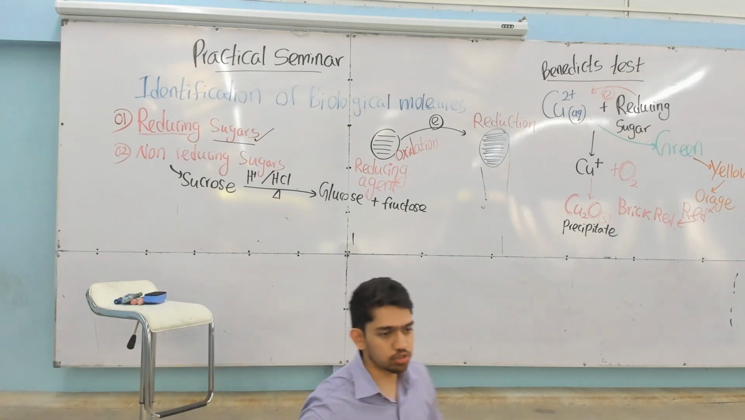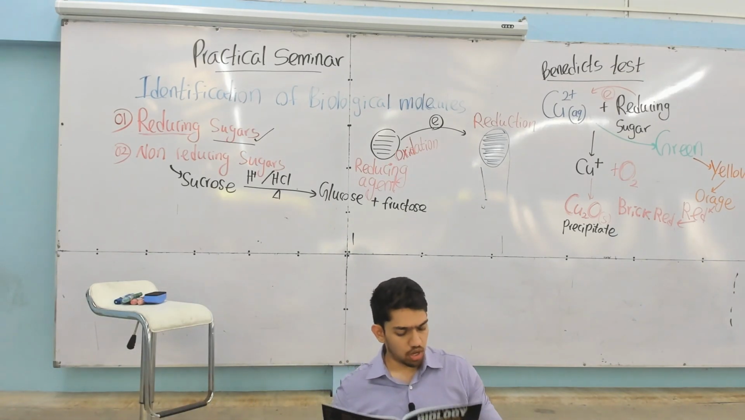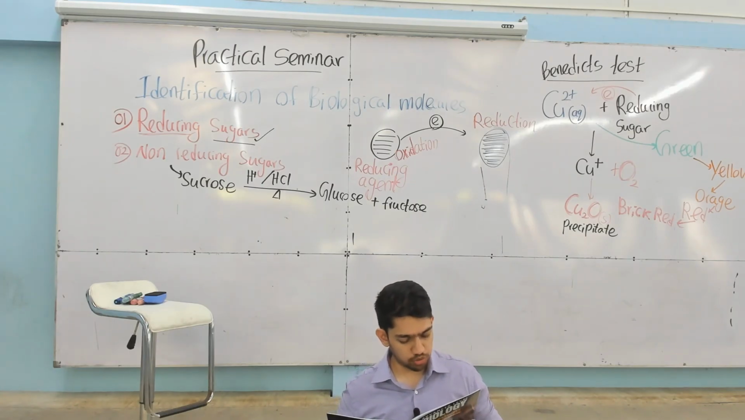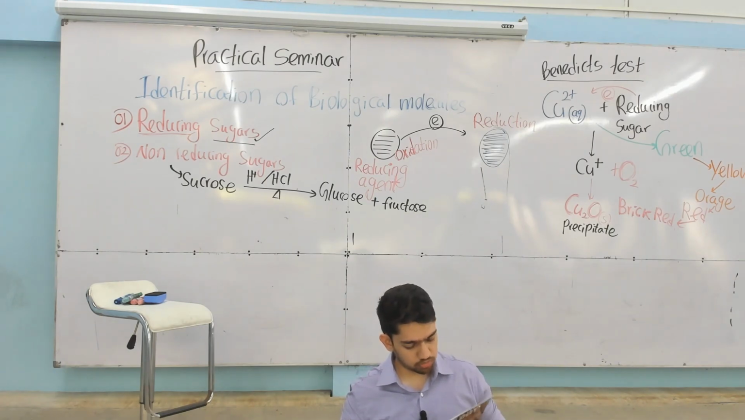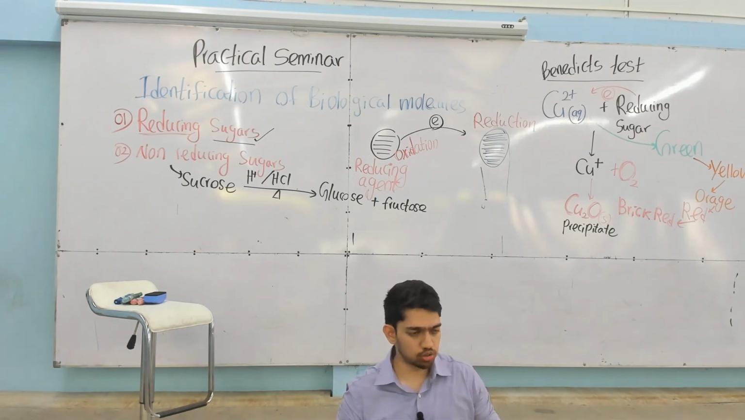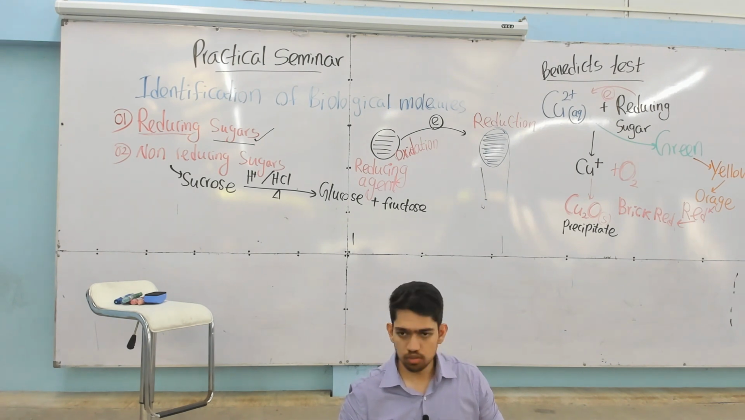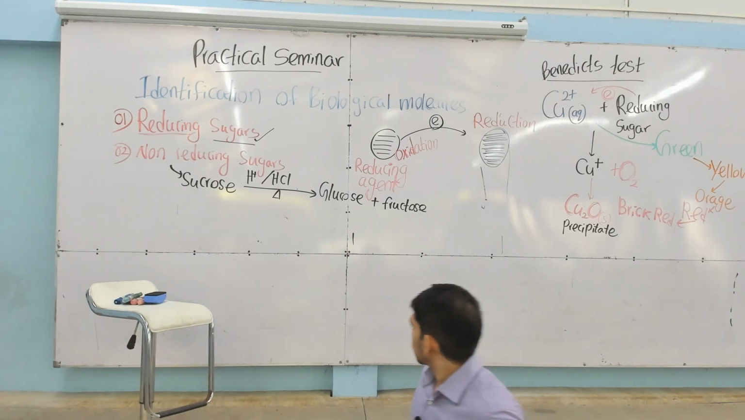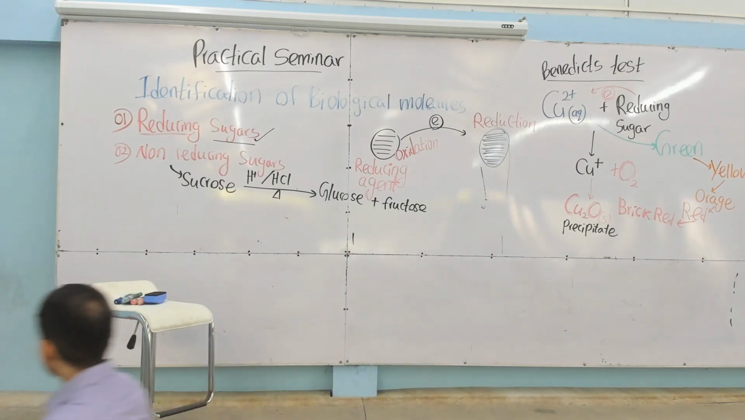So what is the procedure? Add 2 milliliters of solution of reducing sugar into a test tube and add an equal volume of Benedict's solution. Shake well and boil in a water bath. The initial blue color changes to a brick red precipitate. Simple.